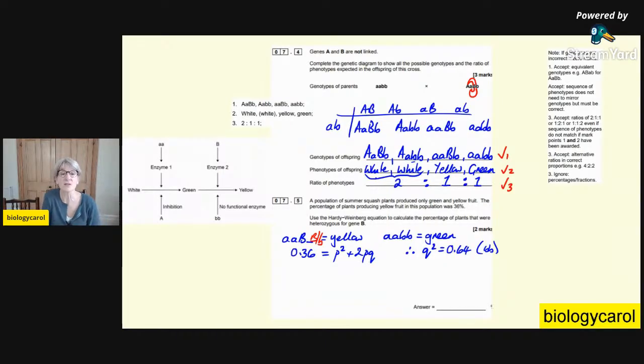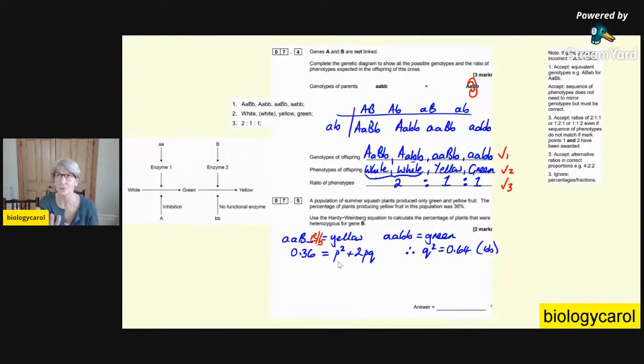Therefore, does it make sense that q squared equals 0.64? Now, here's my tip to you. Whenever I realize that they've given me the number for the dominant phenotype, I can't be bothered to rearrange this equation in an exam. Because p squared plus 2pq plus q squared equals 1, if they've given us p squared plus 2pq, you can immediately flip it and go, right, therefore I know what q squared is. And I know that q squared is 0.64.